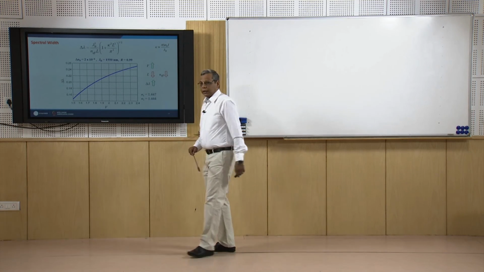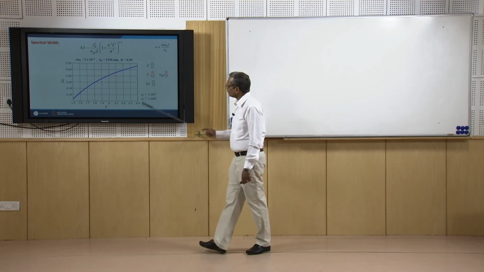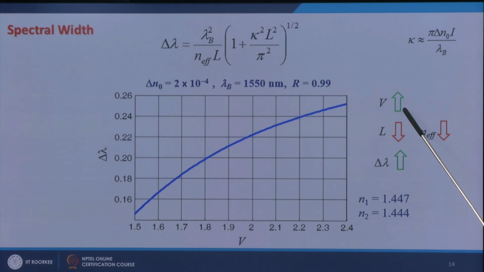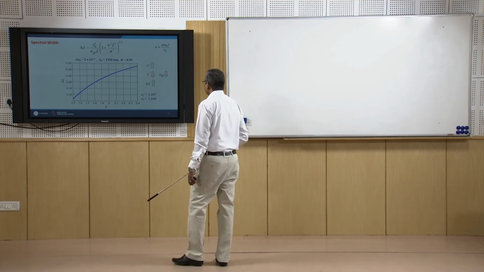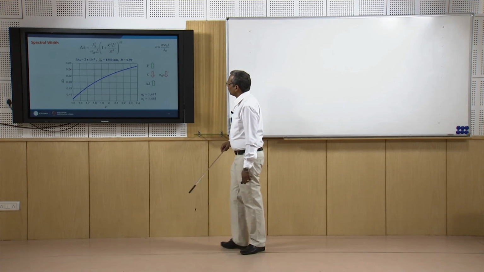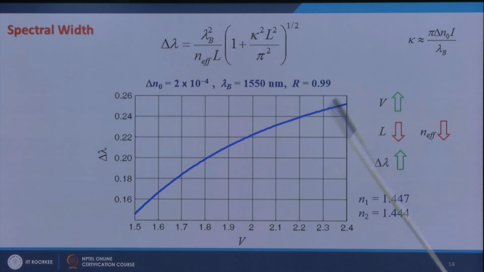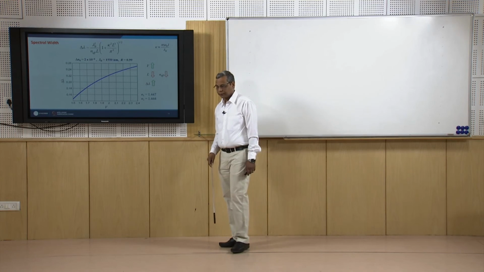Why do I obtain this kind of variation? How can I understand this kind of variation? If I increase V, then L decreases. This I have already seen, that if I increase V, the length required for 99% reflection decreases. If I increase V, N effective also decreases. So, if L decreases and N effective decreases, then delta lambda would increase. So, this is how I can understand this curve.